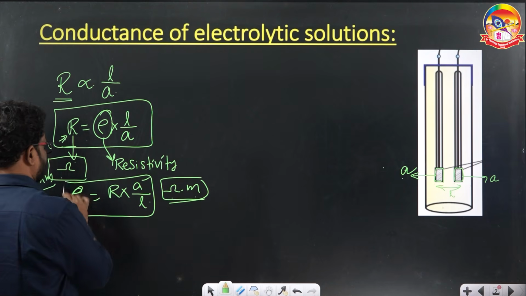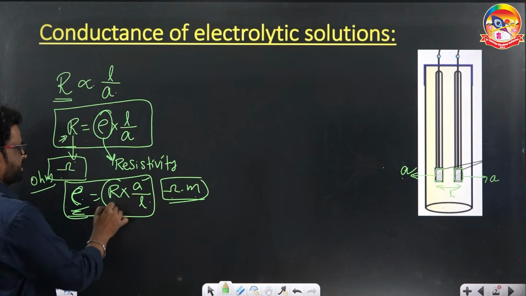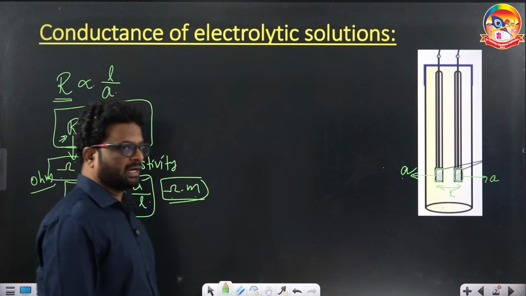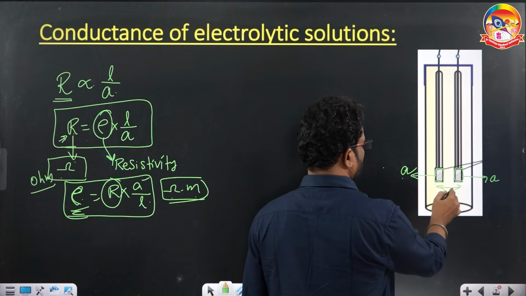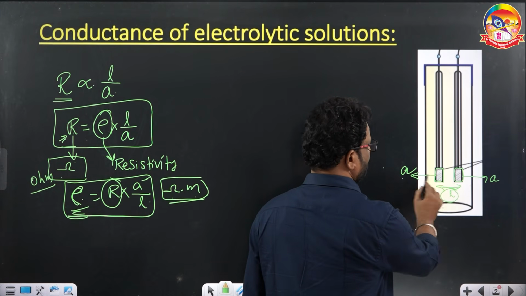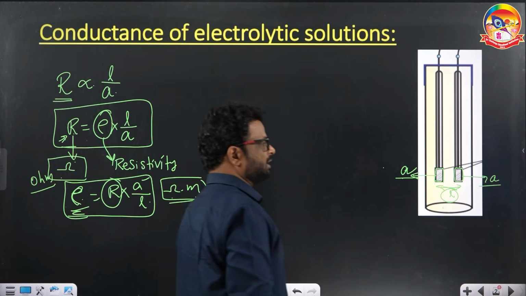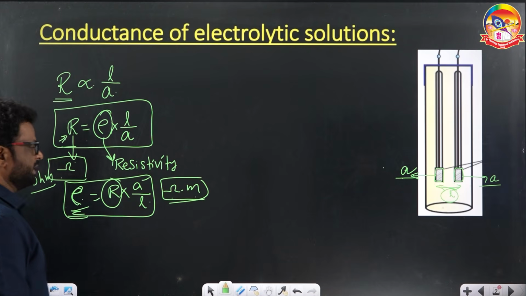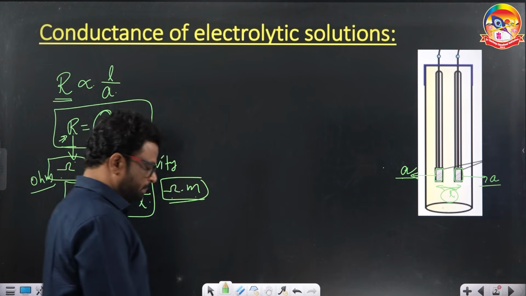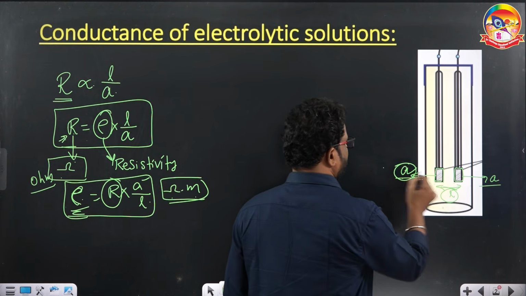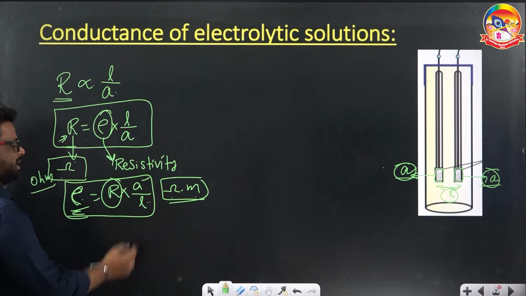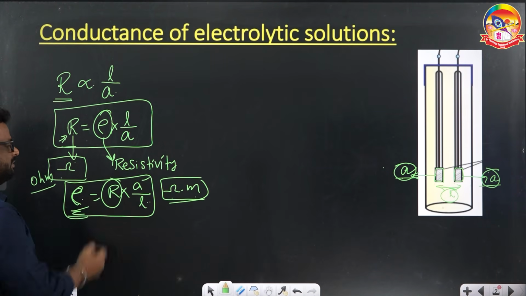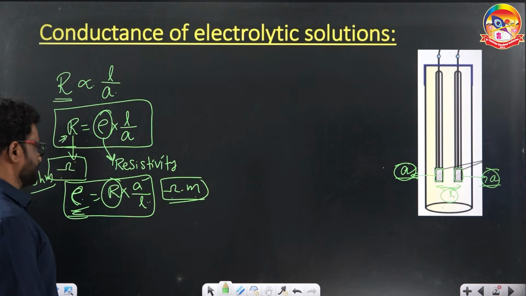Then how do we define this resistivity? Resistivity is resistance of an electrolyte that is taken in a cell with unit distance of separation between electrodes and unit area of electrode plates. Unit distance between electrode plates and unit area of electrode plates. If that is the case, that means L and A, if they are 1 and 1, resistivity will be equal to resistance of that solution.